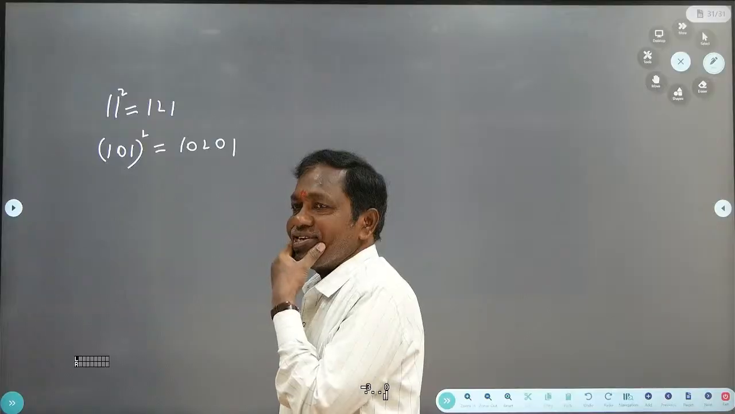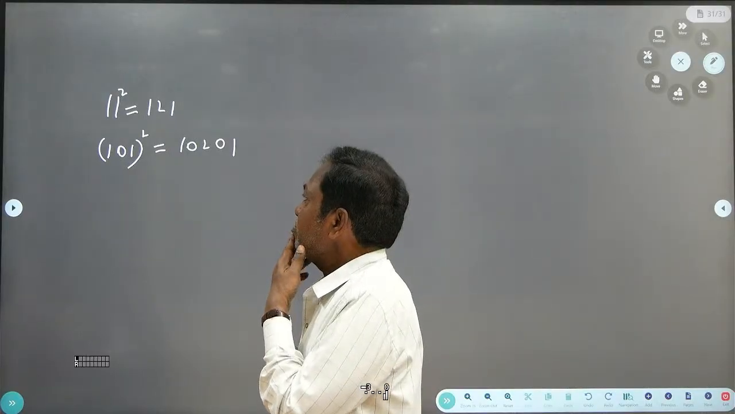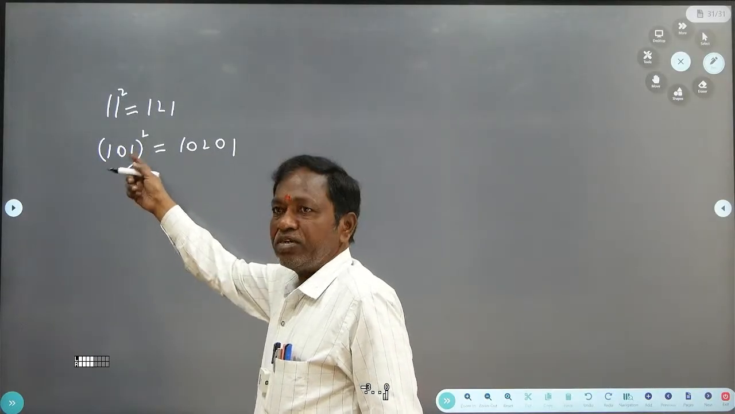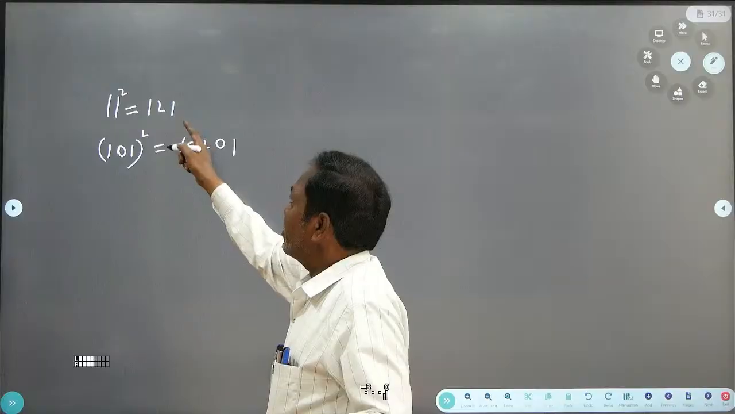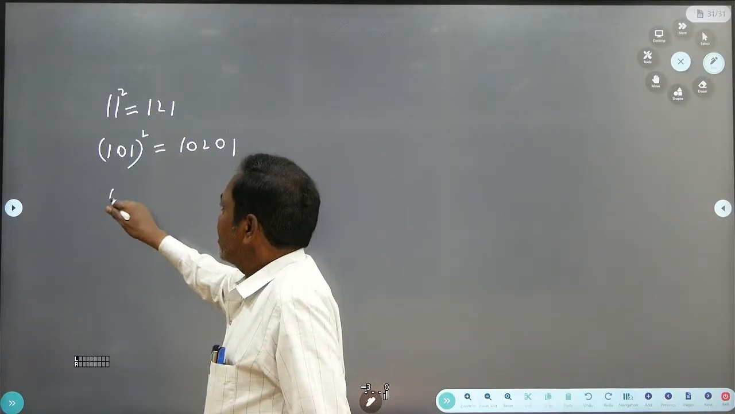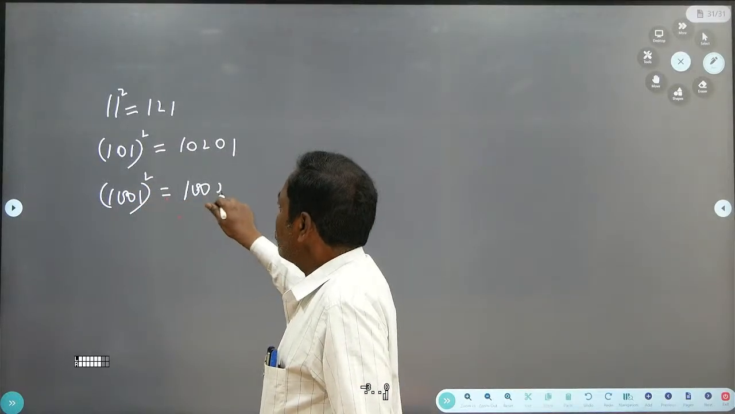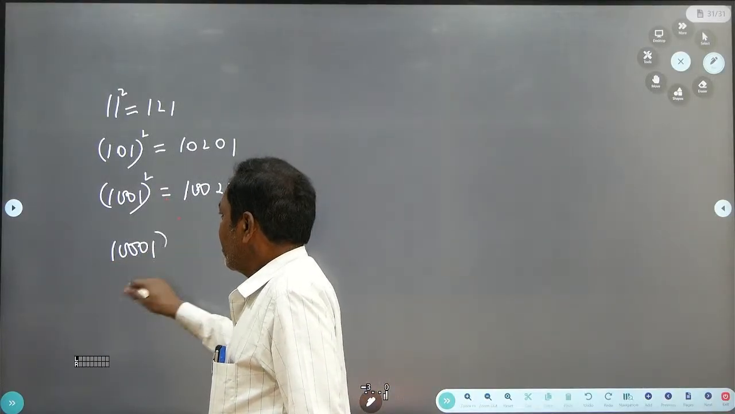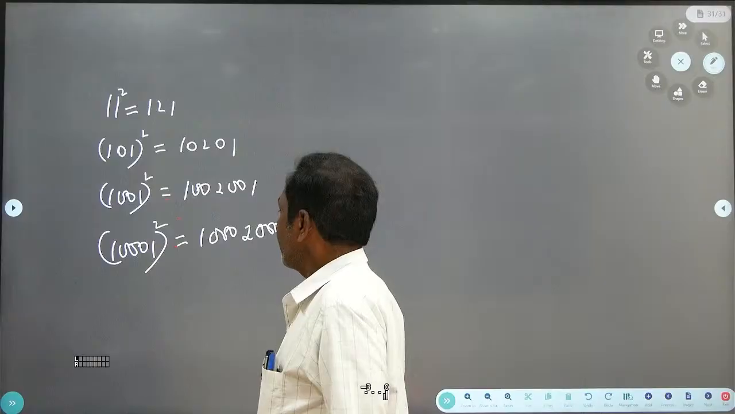Now, what is the logic you see here? 1, 0, 2, 0, 1. 0 is surrounded by 2 ones, isn't it? 0 is inserted between the digits. Now 0 is inserted between all the digits. See that, 121. 1001 whole square: 1, 2 zeros, 1, 2, 2 zeros, 1. It's like that. 1, 3 zeros, 2, 3 zeros, 1.